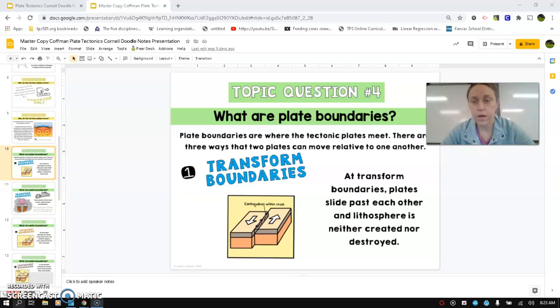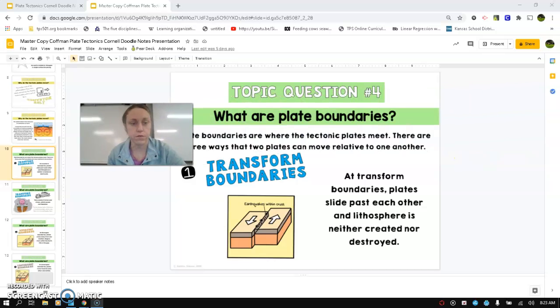Hello everyone. So today what I'm going to discuss is the three types of plate boundaries. I'm going to be taking my screen off here in just a second. It's a little bit longer than most, so that's why I'm going to go ahead and pre-record it. It might have to be in two videos, but I think you'll be okay.